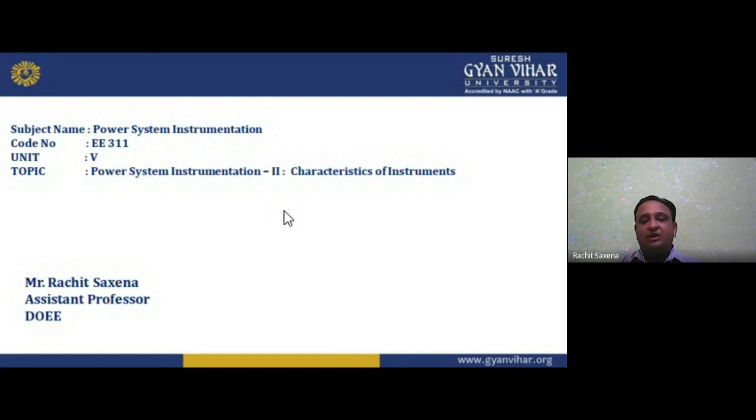Then we have unit number 5, the last unit, power system instrumentation part 2. In this we have studied the first part, that is CVT, capacitive voltage transformer. For high voltage, or we can say 230 kilovolt, we use a CVT, that is a capacitive voltage transformer. In this we can deal with the transient response also. In this capacitive voltage transformer, we have two capacitors and one inductor.